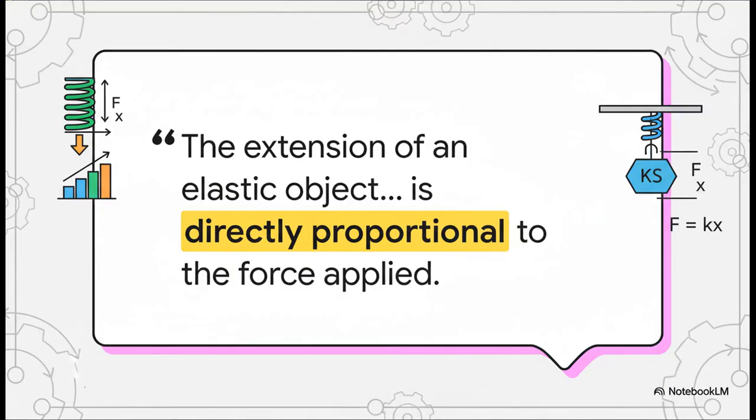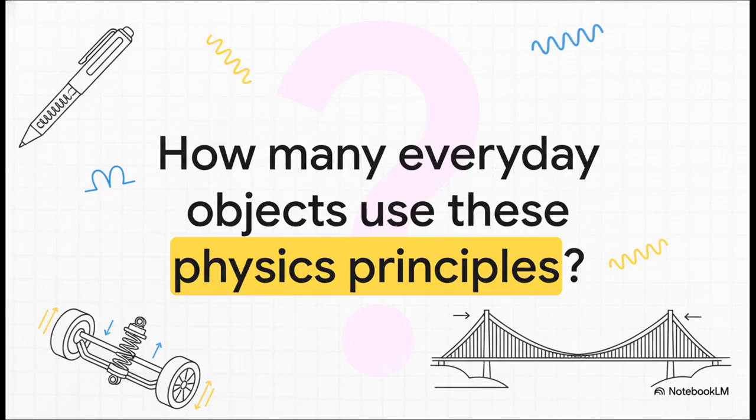Look, if your brain is full and you can only remember one thing from all of this, make it the definition of Hooke's law. That one sentence is the key. Everything else, the equation, the graph, all of it, comes from that single idea. It's the core principle. And just to leave you with this, this stuff isn't just trapped in your textbook.